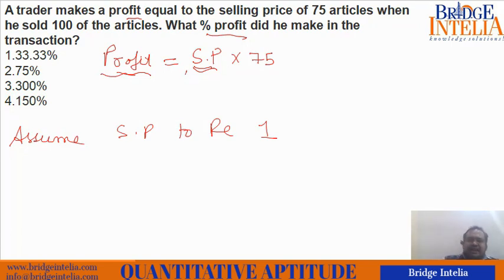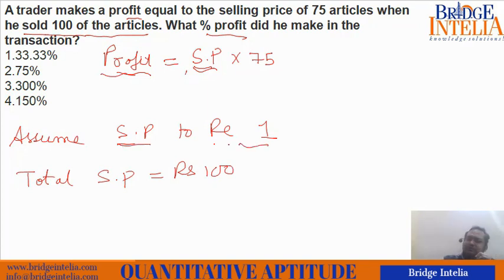So what has this guy done? He has sold exactly 100 articles. So he went to the market, he sold 100 articles. We are assuming selling price of one article to be rupees 1. So total SP, the total selling price that he will receive from his customers, is equal to rupees 100, because we have assumed selling price of one article to be equal to rupees 1. What is the profit in this 100 rupees?